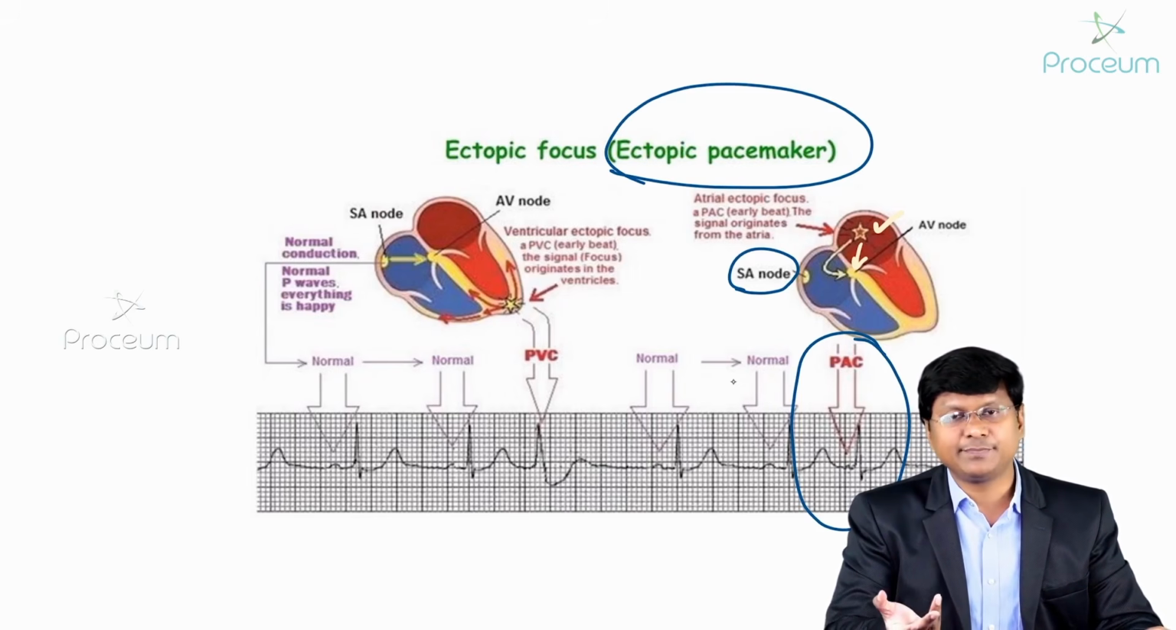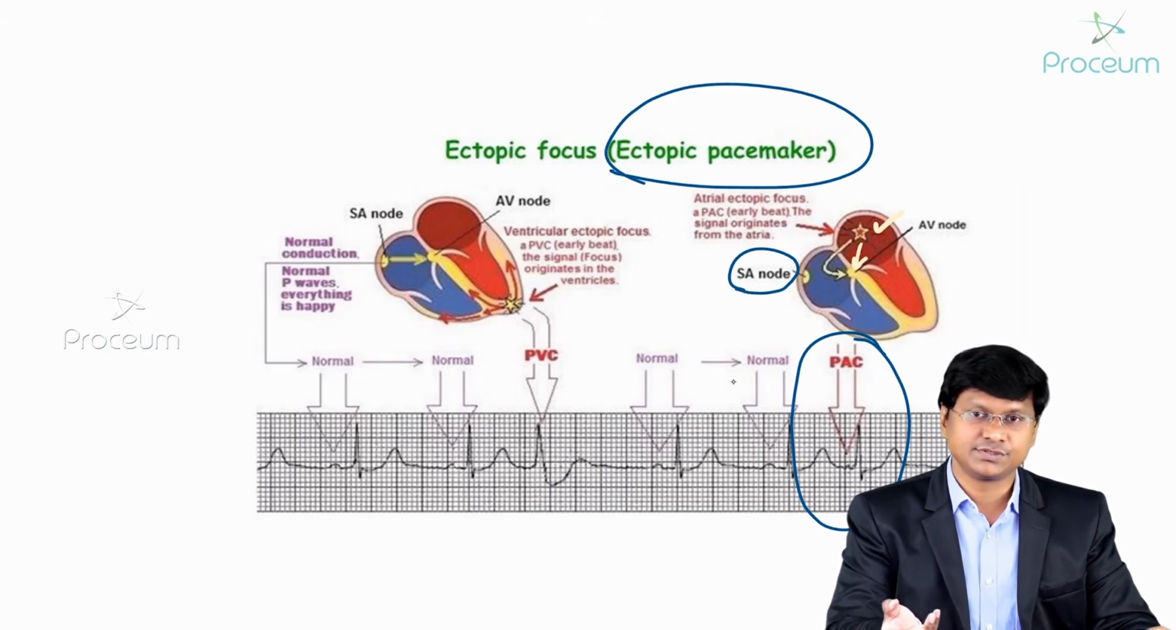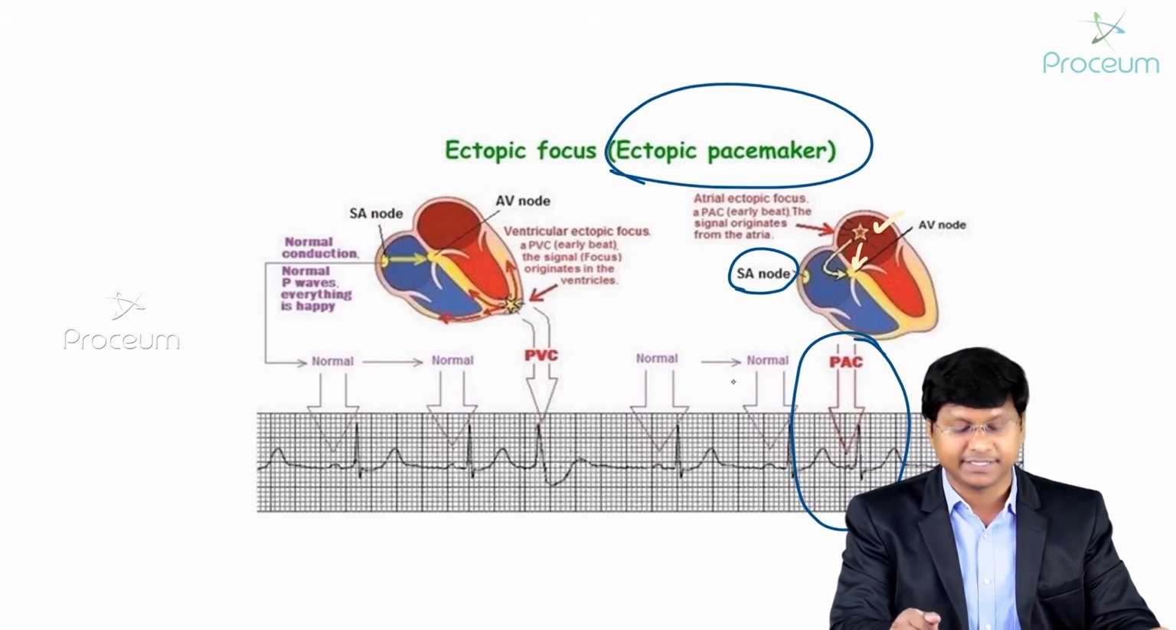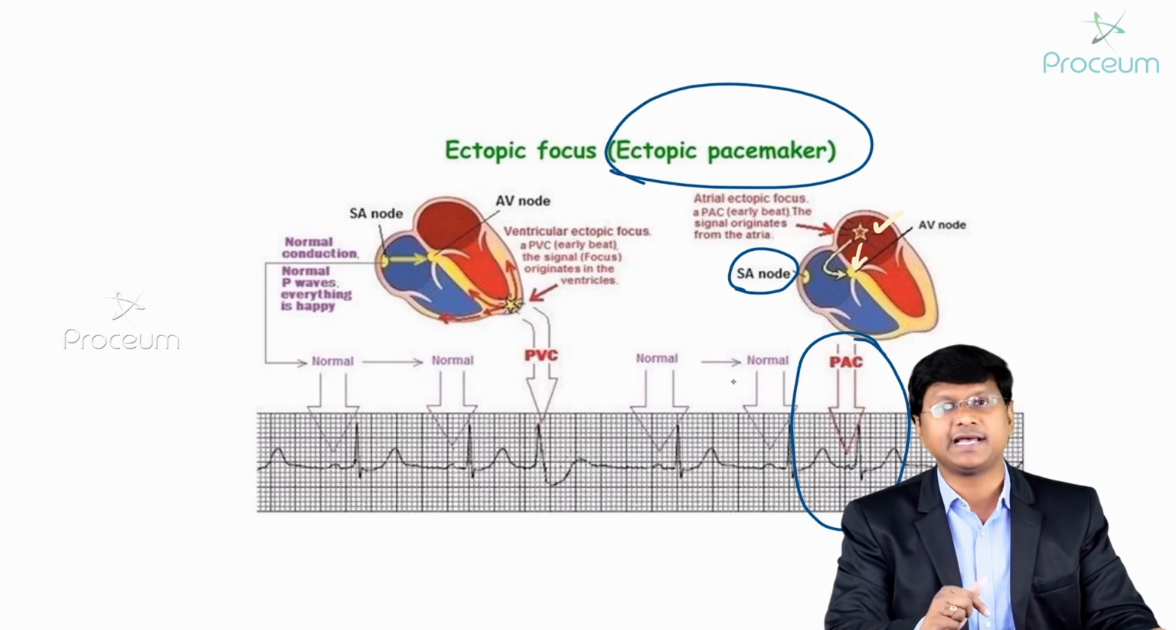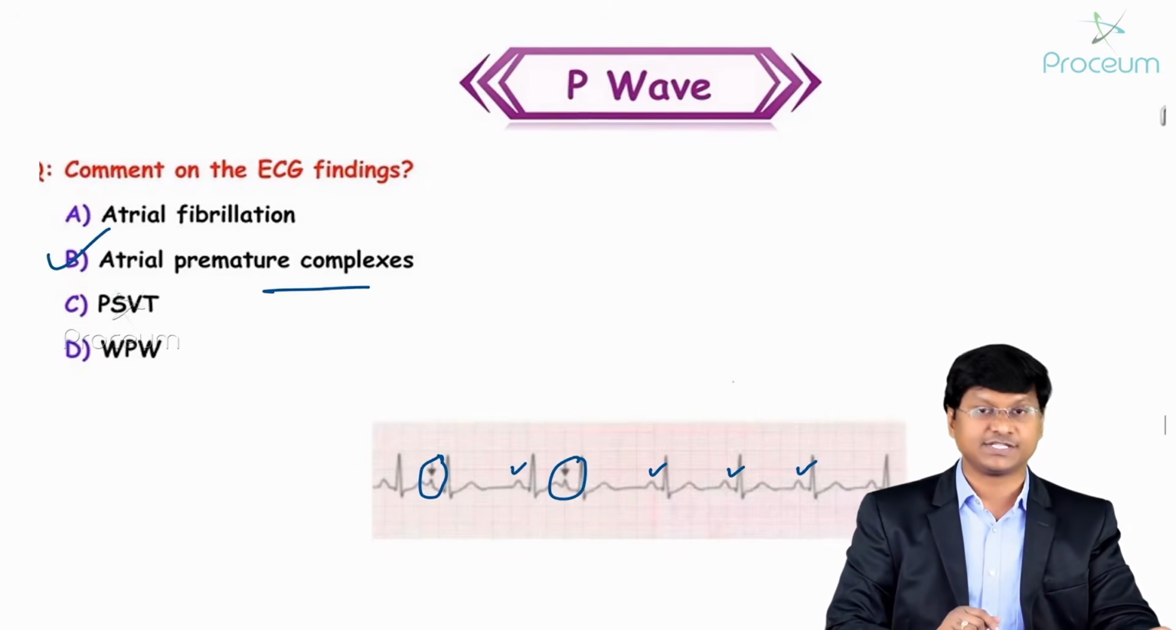Because the ventricle depolarization is through your normal conducting system, that is your bundle of His and right and left bundle branch. But the atrial depolarization is not through the SA node. The atrial depolarization is through your ectopic pacemaker, and that is the reason why you will have this abnormal P wave. Now, let me show you ECGs of the other options as well.